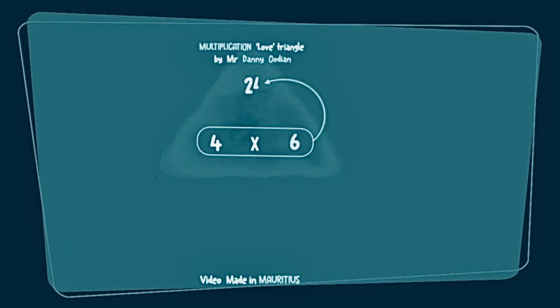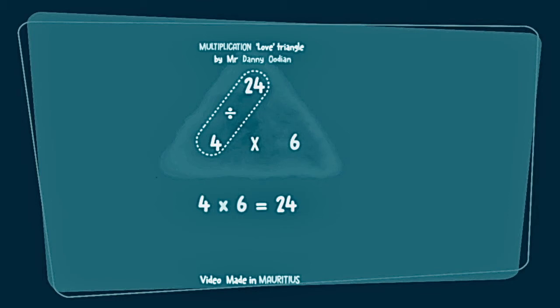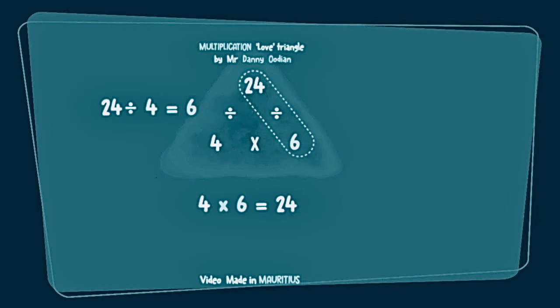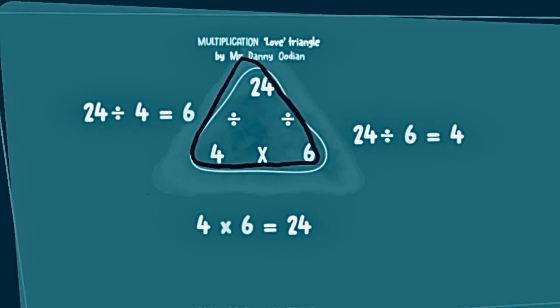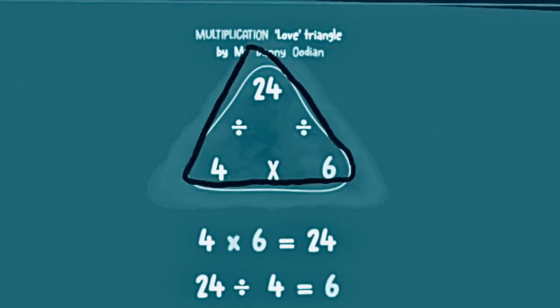4 times 6, 24. But 24 divided by 4 is equal to 6. Similarly, 24 divided by 6 is equal to 4. So 24, 4, and 6 make a multiplication triangle.